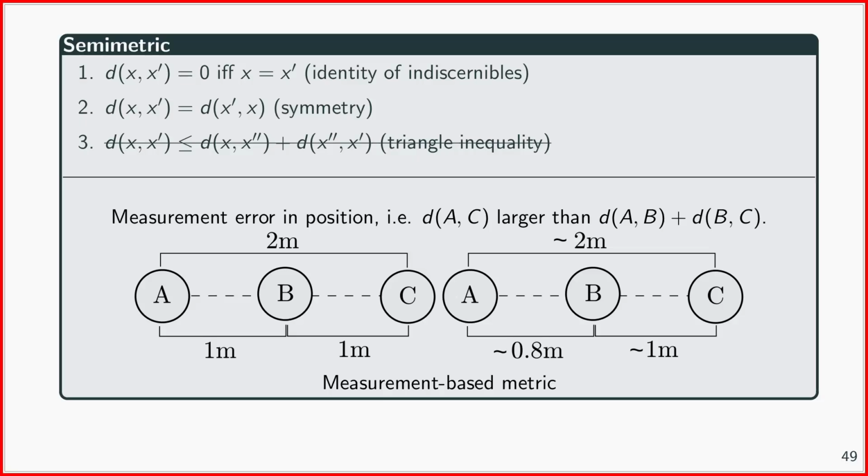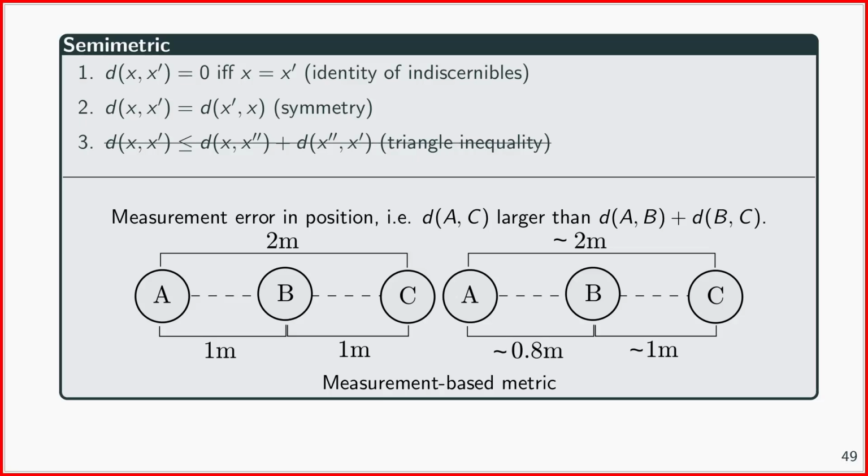And then the third possibility here is that you violate the triangle inequality. One way you can do that pretty easily is by having a measurement-based metric. So for example, you have 3 nodes here, A, B, C, and the distances between them is 1 meter. So that could be configurations of a disk robot on a line. However, you cannot directly measure this, but you have only a very inaccurate measurement device. And for example, instead of measuring the correct distances, you measure something like 0.8 meters between A and B, and 1 meter between B and C, and 2 meters between A and C.